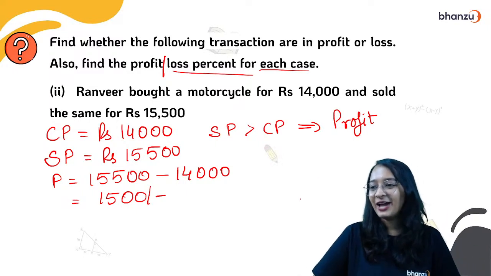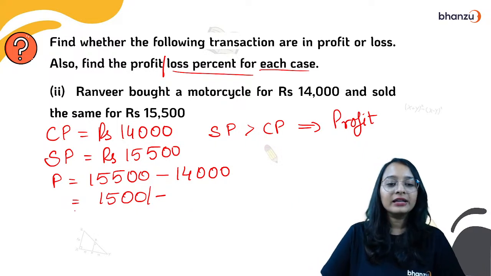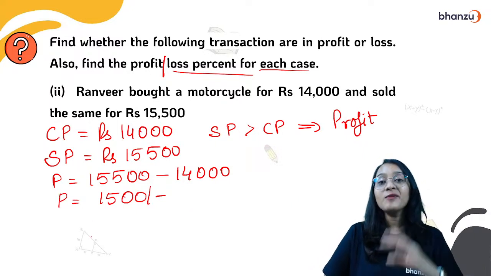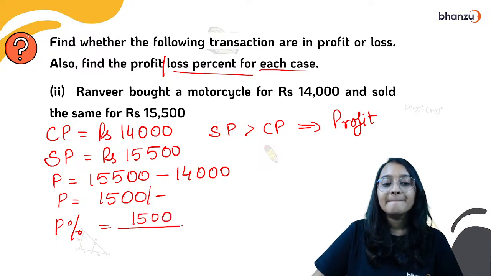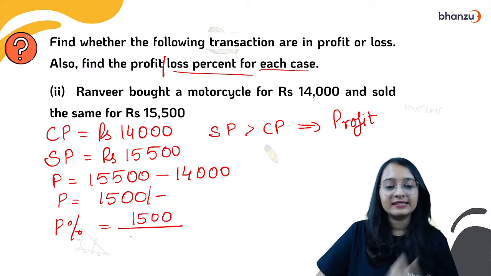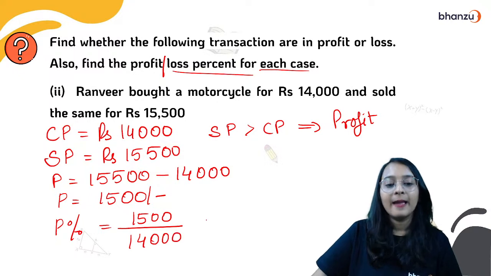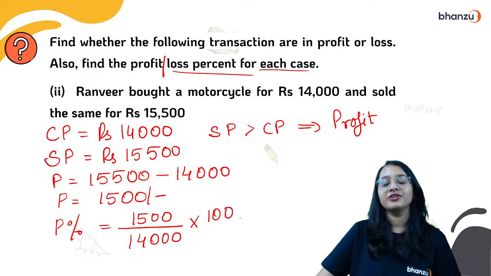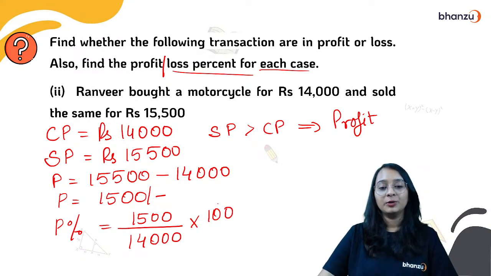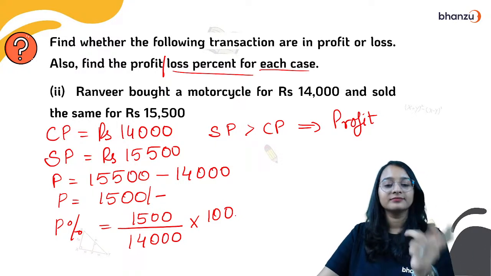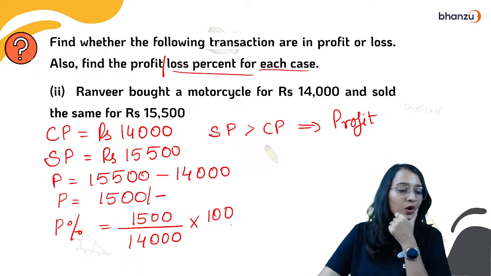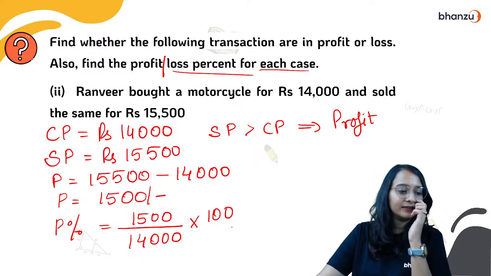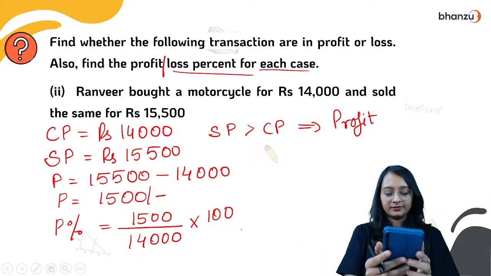All right. Chalo. Yes. So clearly this is a profit. We want the profit percentage. So profit percentage would be profit, that is 1500, divided by cost price 14,000, multiplied by 100. When you do this, you would be getting your profit percentage. All right. So now, can somebody tell me what is exactly the profit percent?